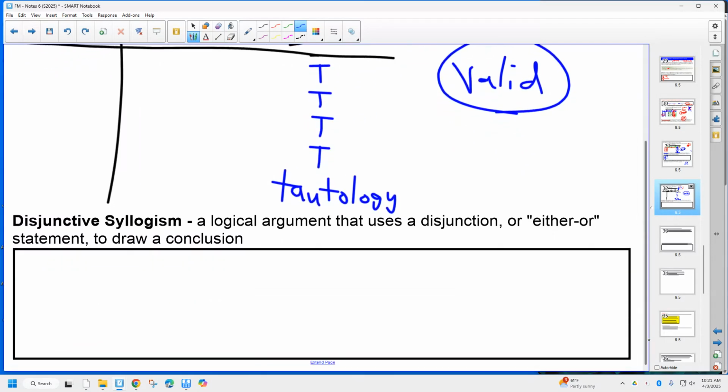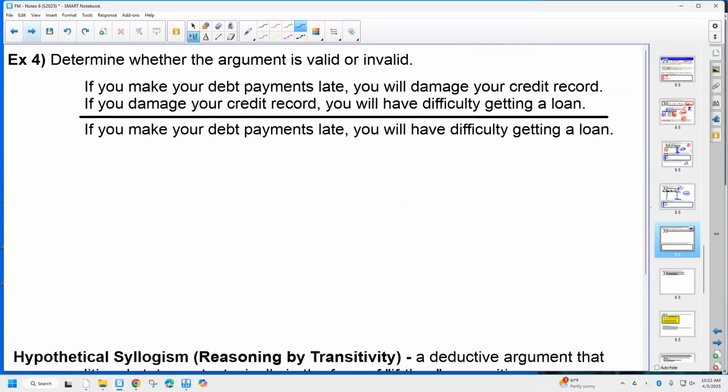which brings us to a third method for showing valid arguments called disjunctive syllogism. A logical argument that uses a disjunction or either or statement to draw a conclusion. And I think you can tell. You can look at this and say, well, okay, P or Q, not P, well, then Q has to be true. If we know that not P, then it must be Q in order for that or statement to work. That's disjunctive syllogism. So that's your third method for showing valid.